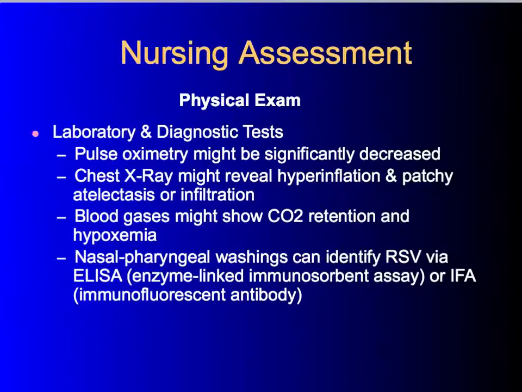Laboratory and diagnostic tests, pulse oximetry might be significantly decreased. A chest x-ray might reveal hyperinflation of the lungs and patchy atelectasis or infiltration. Blood gases might show carbon dioxide retention and hypoxemia. And the definitive diagnosis is a nasopharyngeal washing or swab, and that will identify respiratory syncytial virus or RSV via the ELISA, enzyme-linked immunosorbent assay, or IFA, immunofluorescent antibody study.